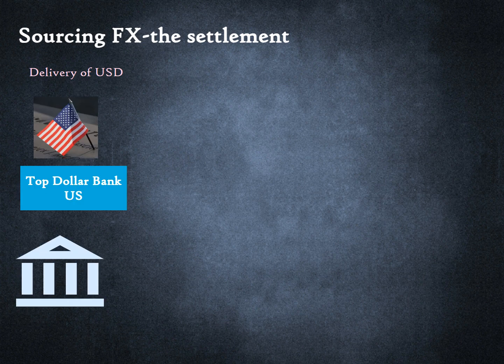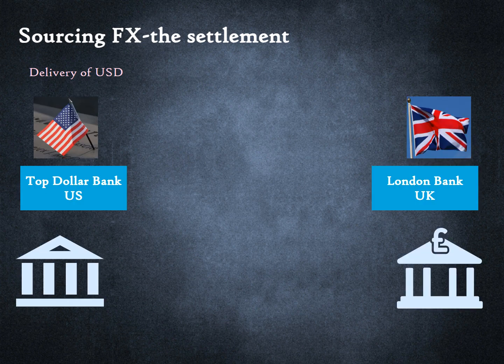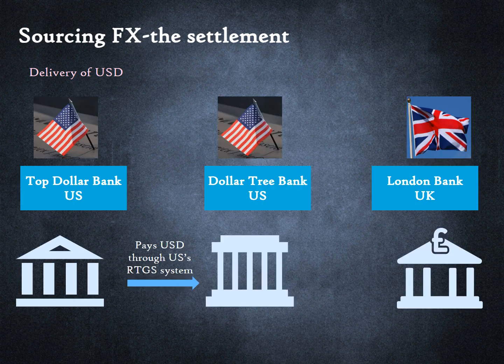Top Dollar Bank sends a wire in USD to Dollar Tree Bank, which happens to be London Bank's correspondent bank in the US. Dollar Tree Bank in turn credits London Bank's Nostro account and sends it a SWIFT message. The funds held in this US Nostro account can be used by London Bank for any business purpose in future. Note that currency did not actually cross borders, but each bank's Nostro account held in a different country was replenished.